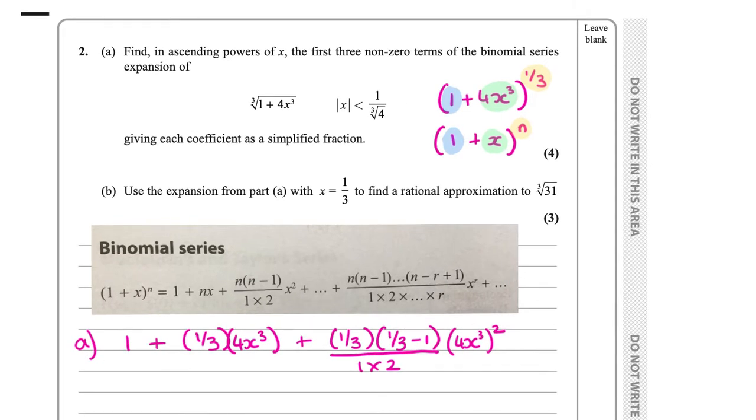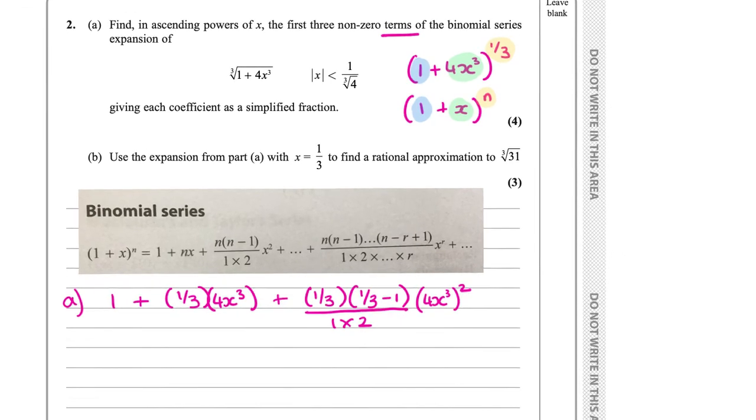This is lovely. Okay? If we were to do 4, we'd do a third minus 1, a third minus 2, over 1 times 2 times 3. But we only need 3 terms. Okay? So make sure you read the question. It just says the first 3 terms. So let's put this into our calculator.